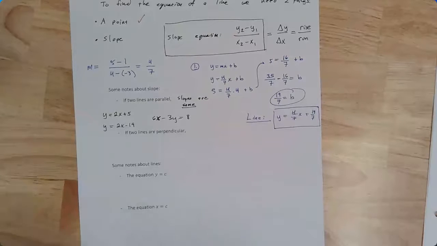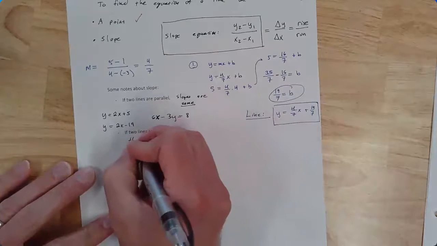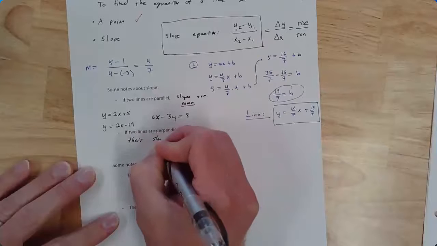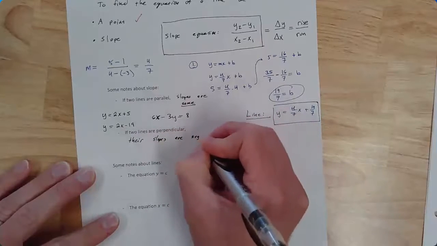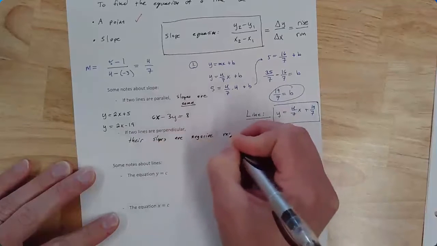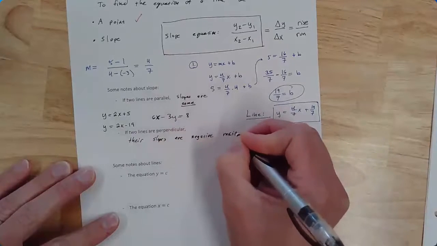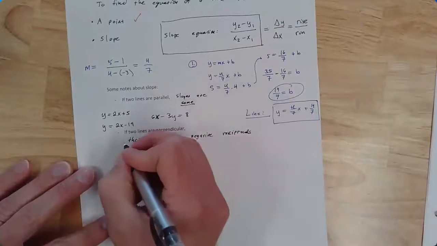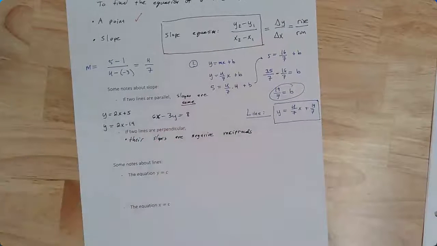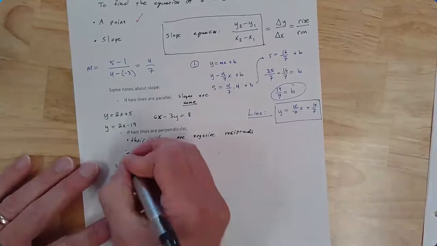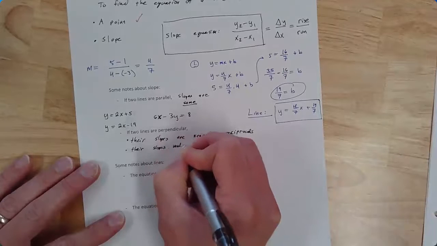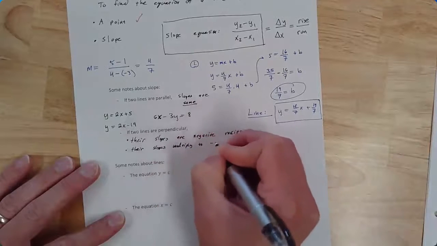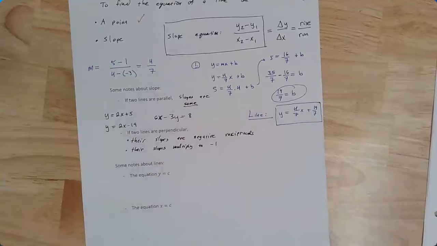So when lines are perpendicular, there's a couple ways to say this. You can say their slopes are opposite reciprocals, or negative reciprocals. You could also say their slopes multiply to -1. I should say, with one exception, which we'll see in a second.